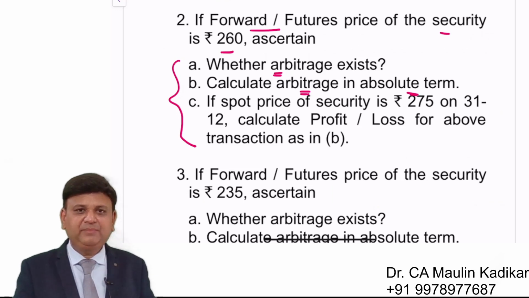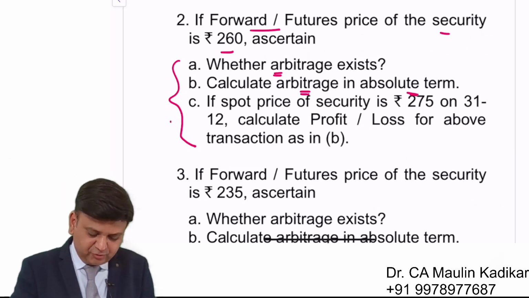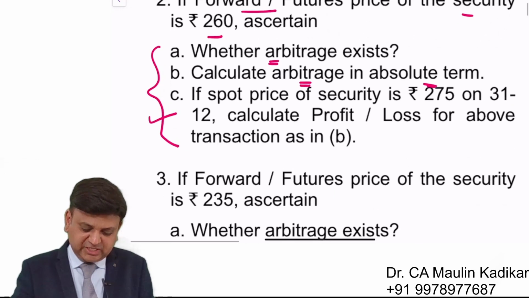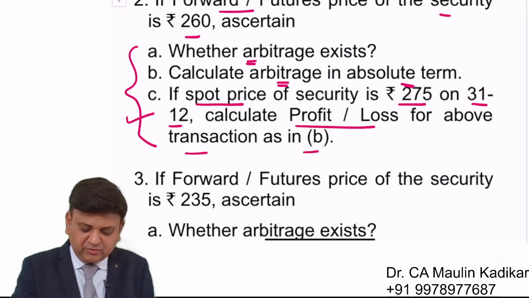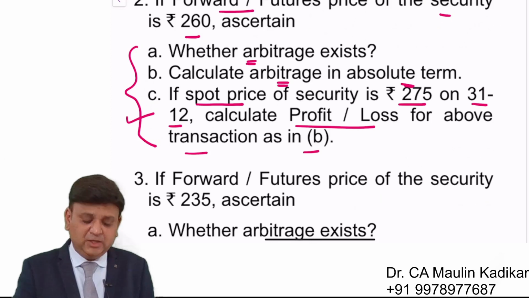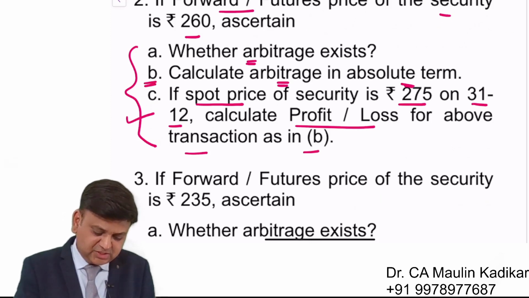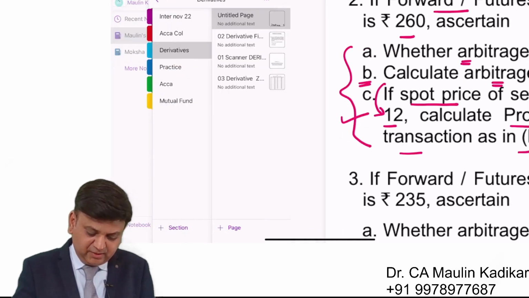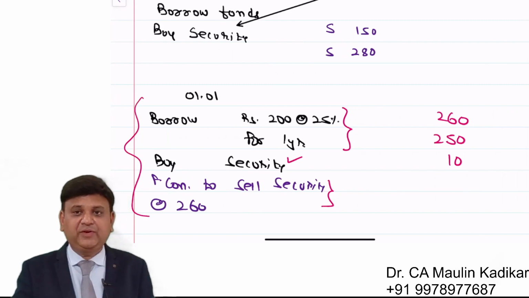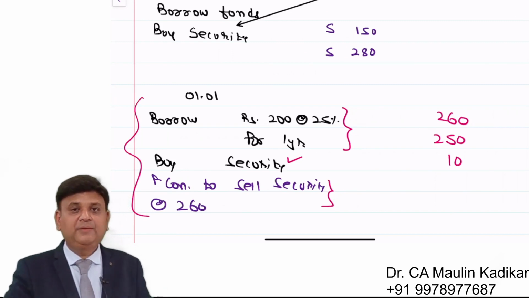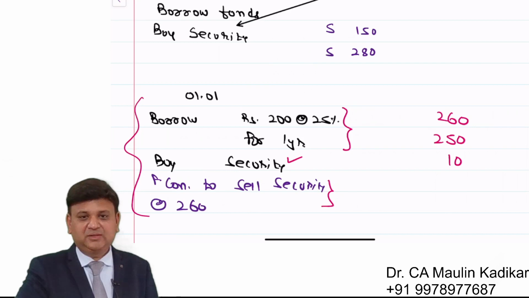Before we write the answer for the B question, I want somebody of you to give the answer for the C part of the question in the chat box. If the spot price of the security is 275 on 31st of December, calculate profit or loss for the above transaction as in B. So for this set of transactions we have entered upon, what would be the profit or loss at the end of the year? If the spot price of the equity share is 275, that is the question. Please write the answer in the chat box.